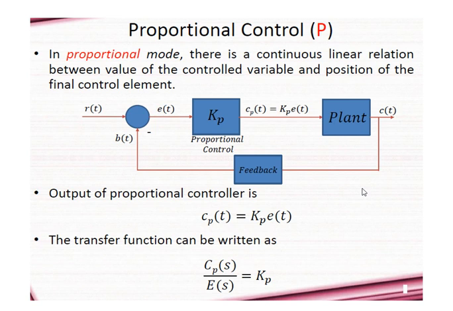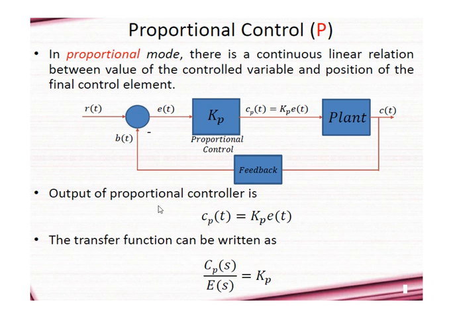Now in terms of a control system, if you want to represent it, the diagram will look like this. This will be the reference input r(t), given in the time domain. r(t) is the reference input, b(t) is the feedback signal, and e(t) is the error between the reference and feedback signal. This is the proportional controller having gain of Kp, and the output of Kp is Cp(t). It is again in the time domain, and it is the multiplication of Kp into e(t), that we have discussed earlier. This c(t) will be the output of the plant whenever the input of Kp into e(t) is applied. So this is all about the time domain representation.